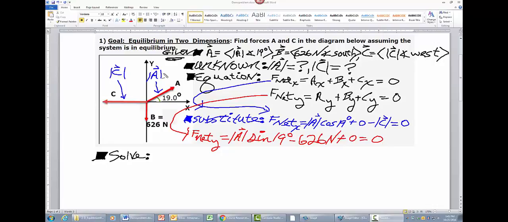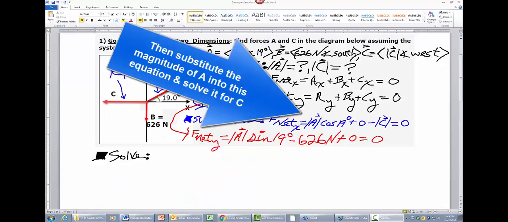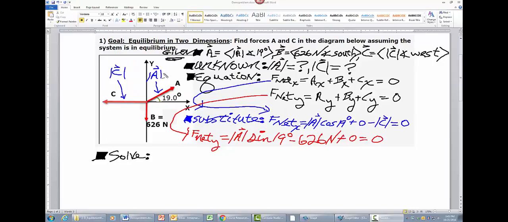Solve. We have two linear equations in two unknowns. The unknowns are the magnitude of vector A and the magnitude of vector C. Our game plan is to solve this equation explicitly for the magnitude of vector A. Once we've done that, we can substitute the magnitude of vector A into this equation and then solve explicitly for the magnitude of vector C, and then we will have the problem solved.